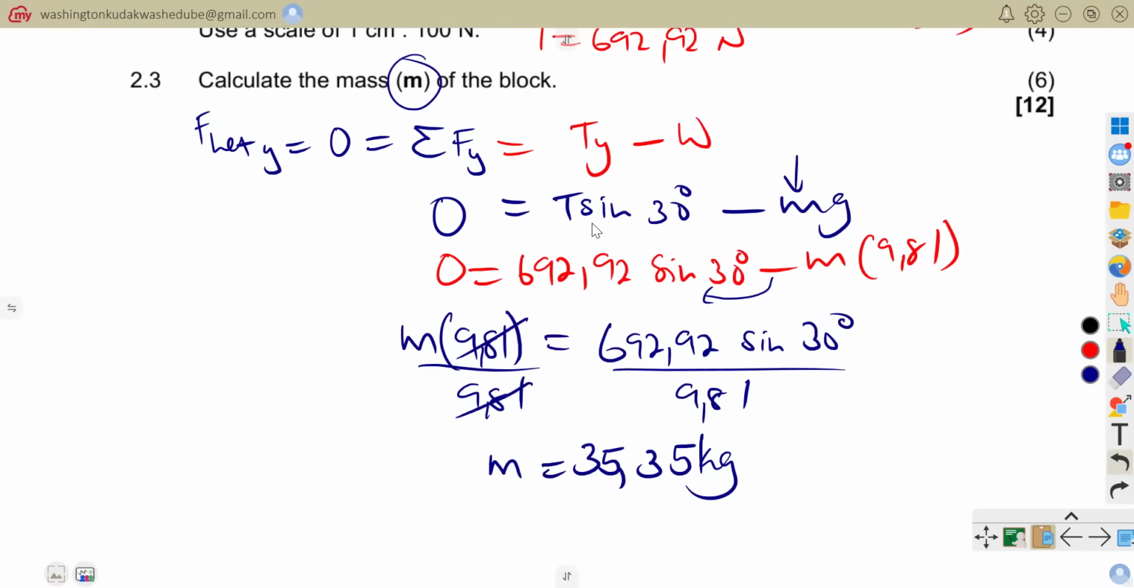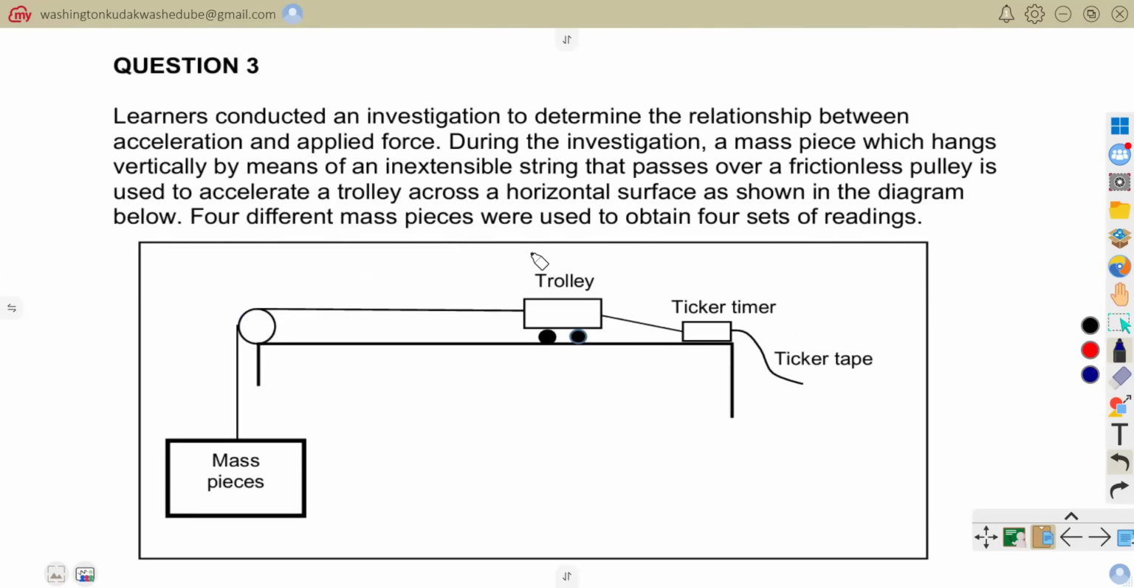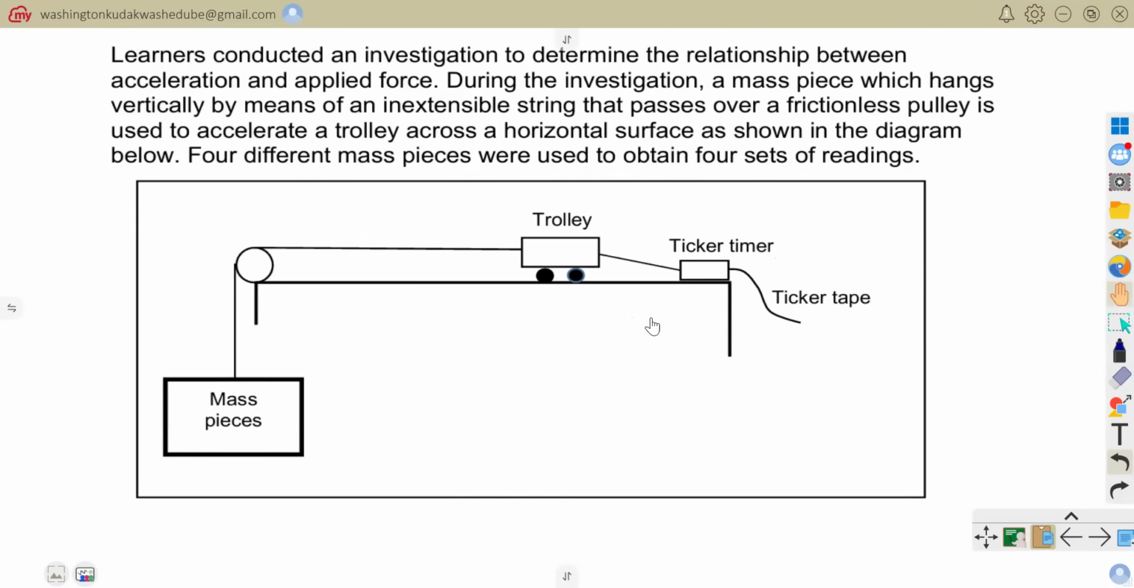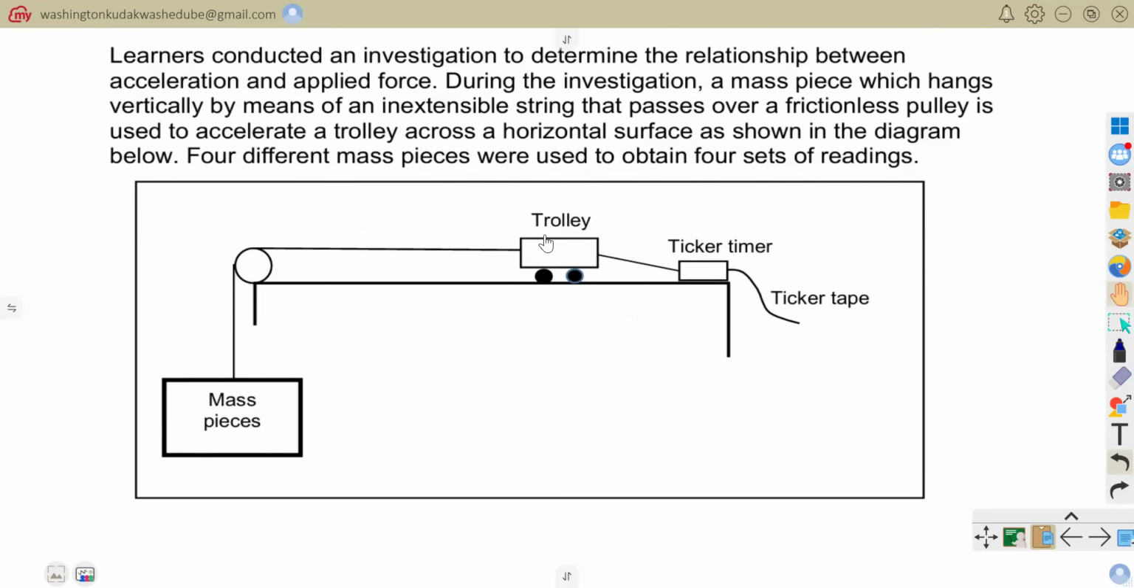Now let's go to question number 3. Learners conducted an investigation to determine the relationship between acceleration and applied force. During the investigation, a mass piece which hangs vertically by means of an inextensible string that passes over a frictionless pulley is used to accelerate a trolley across a horizontal surface as shown in the diagram below. Four different mass pieces were used to obtain 4 sets of readings. So this is the diagram, and this is the trolley.